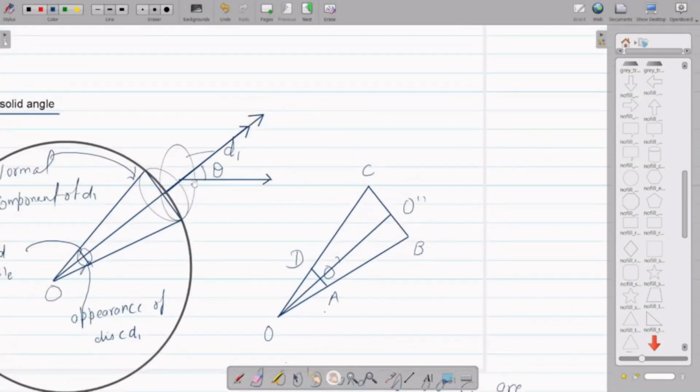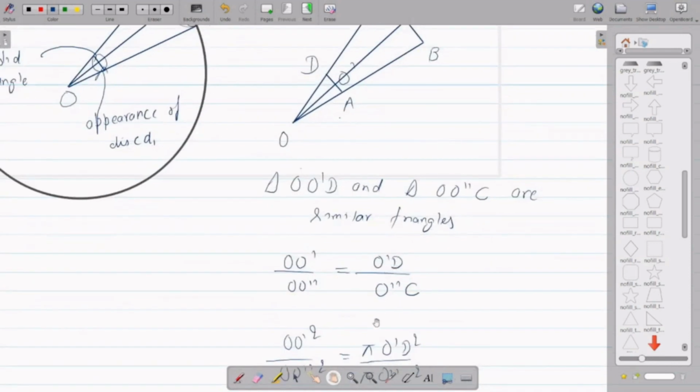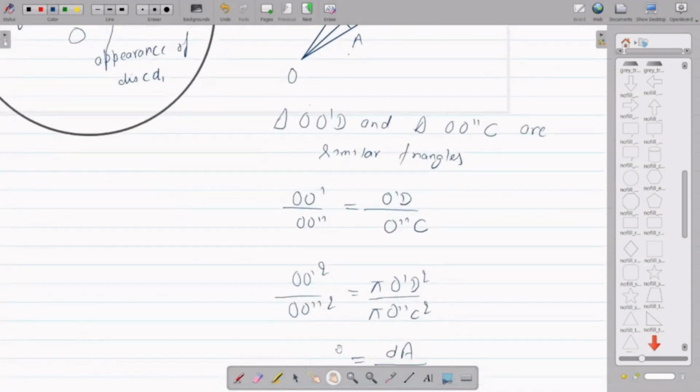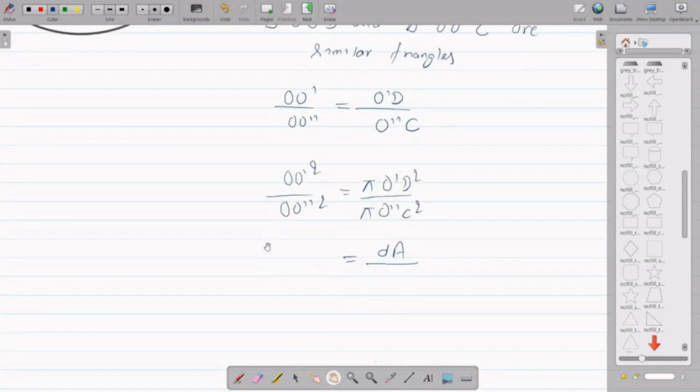Now suppose this normal represents the surface area of this disk D1, then the normal component of this surface element will represent the surface area of this disk, right? So I can do what next? I can substitute the value of this and this, right? So here, let's substitute the value of pi O double dash C square.